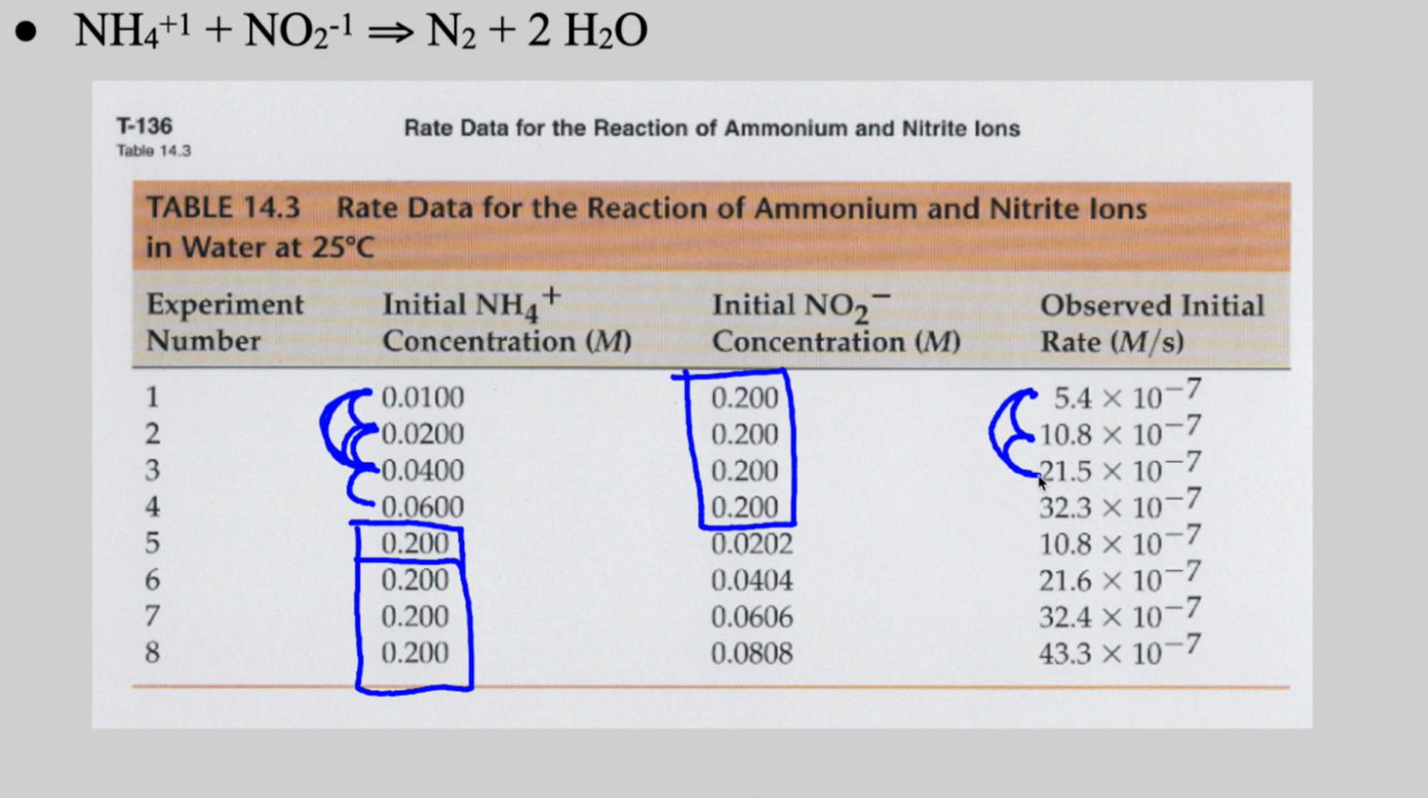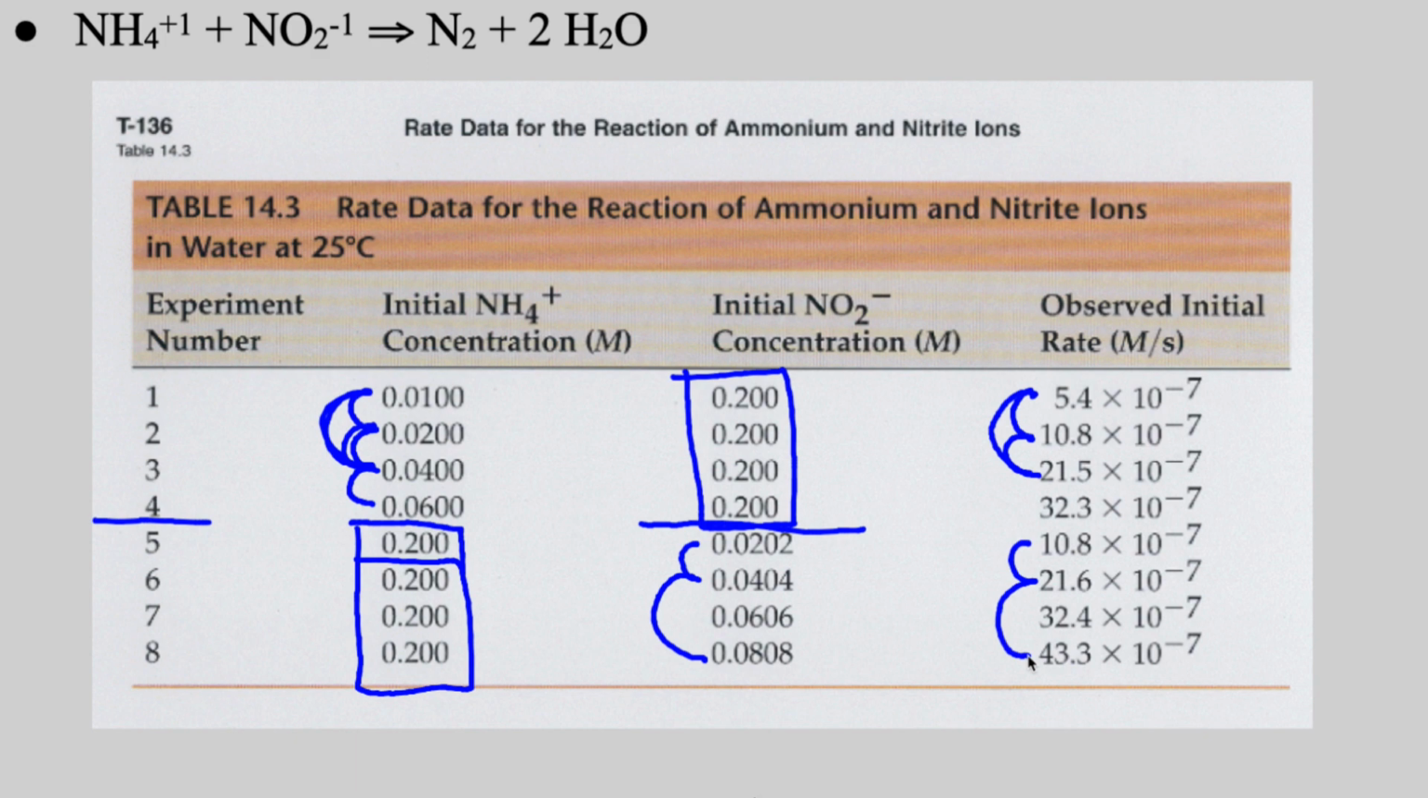Now, maybe I can do this without making too big of a mess. So guys, now let's look at our other set of data. Down here, between trials 1 and 2, what are we doing to concentration? Doubling. What's happening to rate? Doubling. Between, I don't know, let's go 2 and 4. What are we doing to concentration? Doubling. What's happening to the rate? It's doubling.